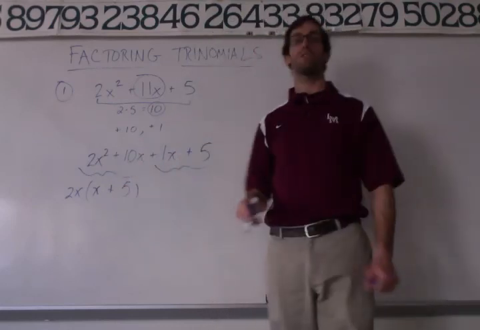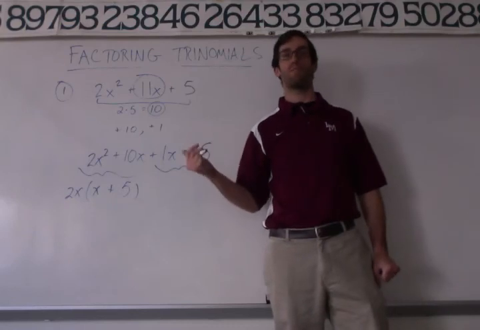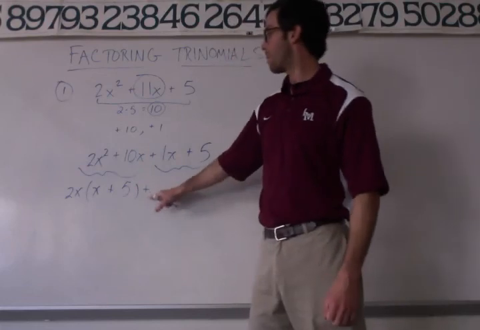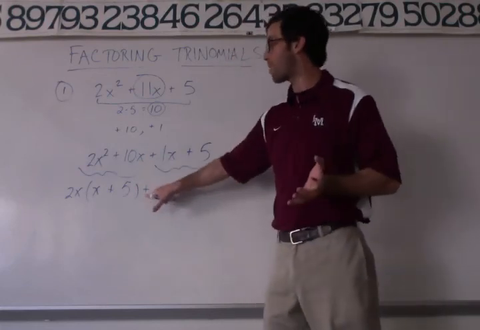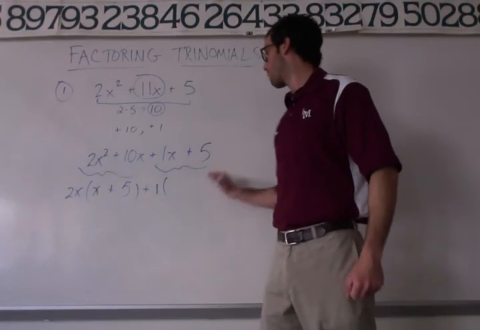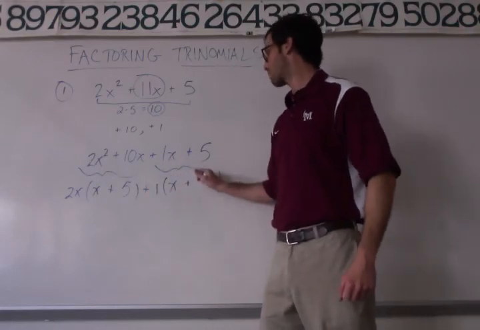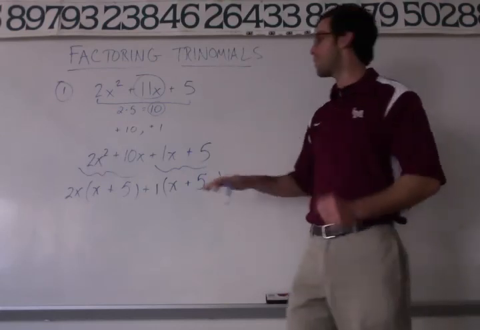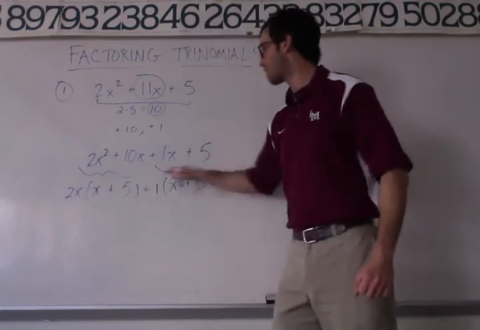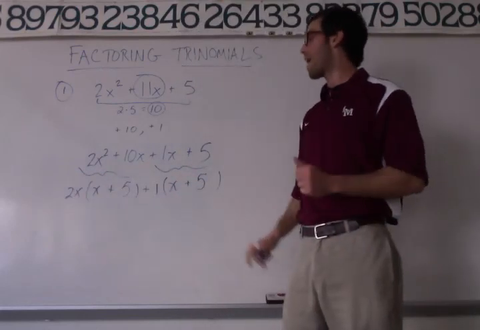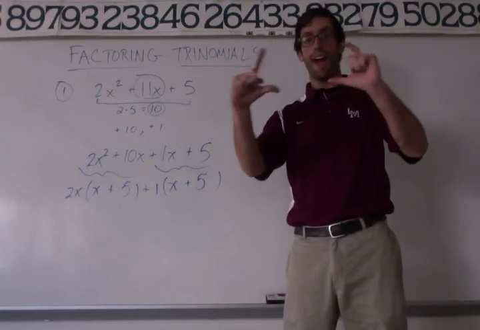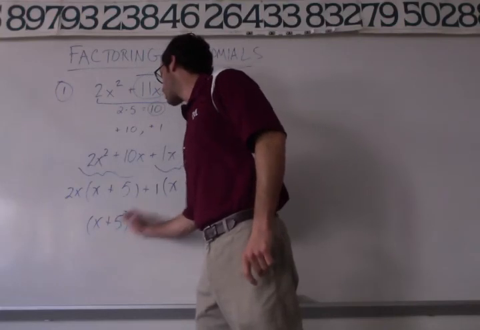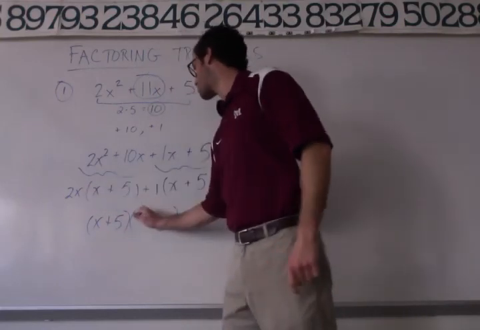Now, the next two terms, you also take out a GCF. There is no GCF between 1x and 5, so you just write a 1 outside. So plus, always plus or minus, some operation, and then a 1, and you just rewrite the x plus 5. And now we've kind of forced a common factor between this big term and this big expression. We have a common factor of the quantity x plus 5. It's in both. So we factor out the x plus 5, and we're left with what was in front, 2x and the plus 1, and we're done.